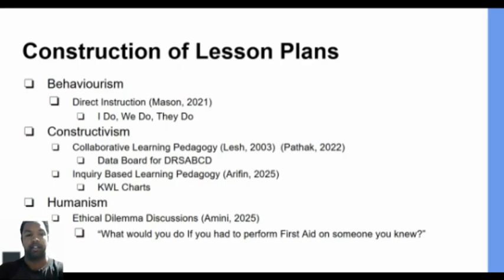When it came to humanism, ethical dilemma questioning was used to bridge the gap between learning and potential real-world scenarios, which encouraged the development of the students' values and beliefs. Amini's research shows that in a humanistic approach, meaningful questions and self-reflective scenarios allow learners to understand and engage with the scenarios, linking them to their life.